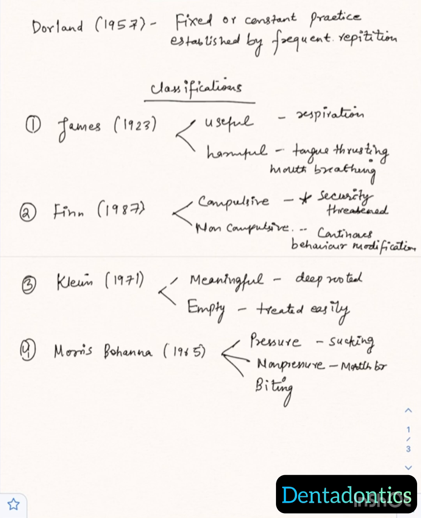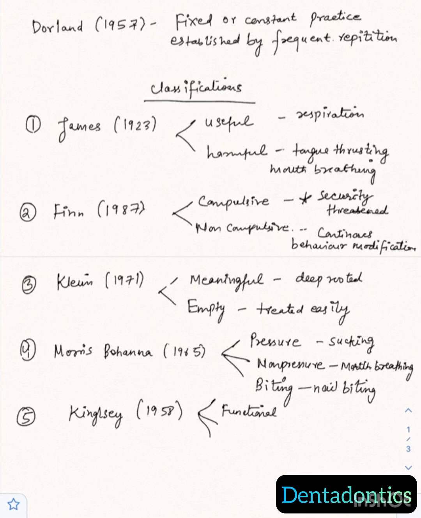Then Kingsley in 1958 classified the habit into three categories: functional, muscular and combined. Functional habits are like mouth breathing, which mainly occurs during the normal function of the body. Then muscular habits like lip sucking and tongue thrusting, and then combined, which combines both functional and muscular habits.